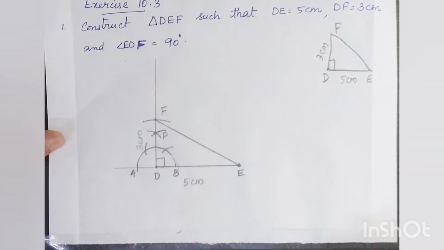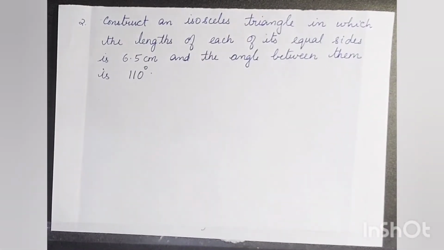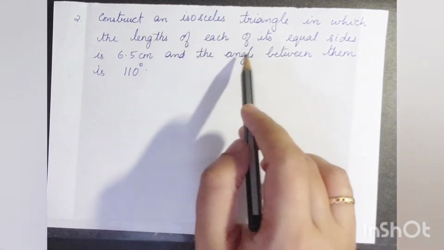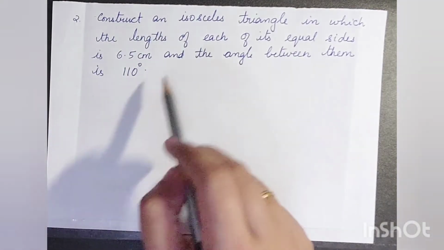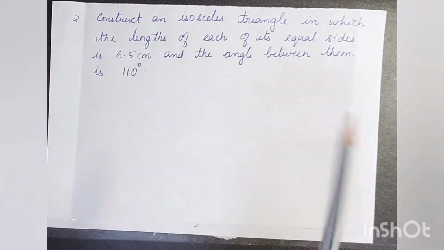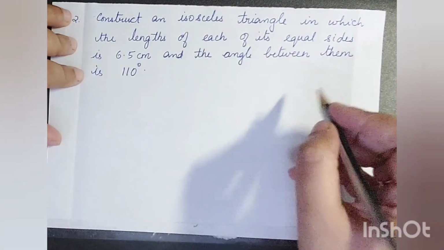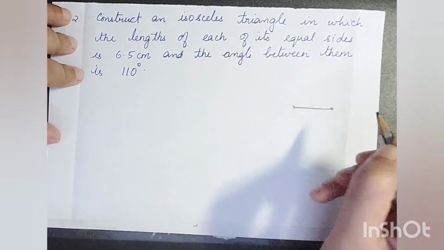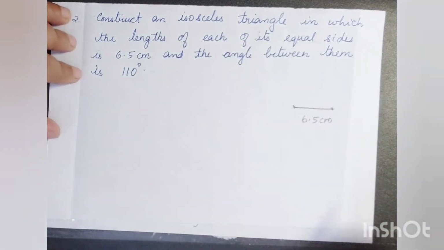Now let's move on to the second problem. Construct an isosceles triangle in which the length of each of its equal sides is 6.5 centimeters and the angle between them is 110 degrees. Okay. So let's draw a rough diagram. What they've given, length of two sides is 6.5 centimeter. This is 6.5 and another side is also 6.5.